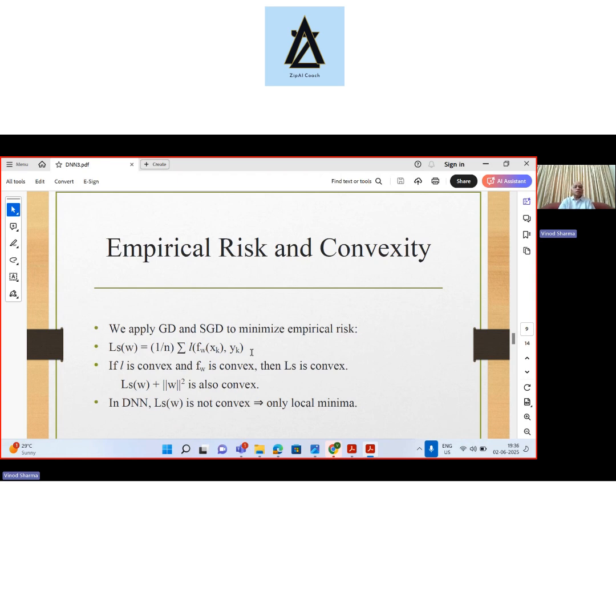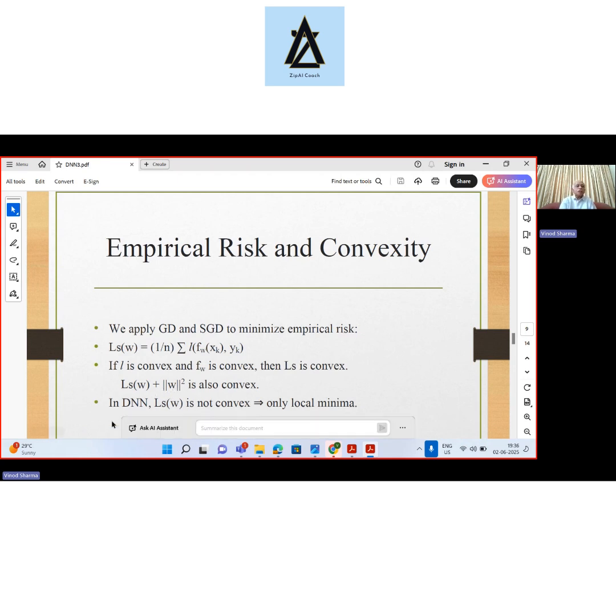We may want to minimize this, or we may want to minimize the regularized empirical risk. If this loss function L and f_W, remember f_W is the input-output mapping of the neural network for a given W set, if both of these are convex, then L_S is convex. And in that case, this regularized loss is also convex because this is a convex term.